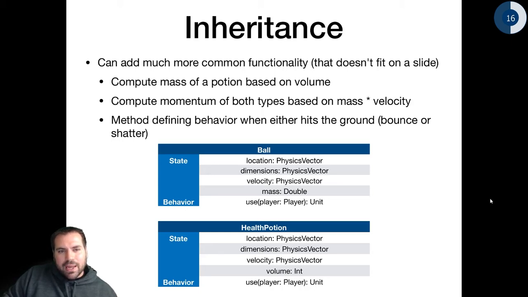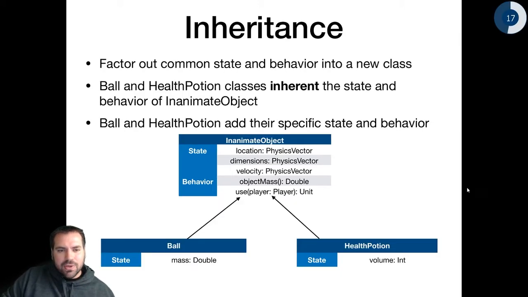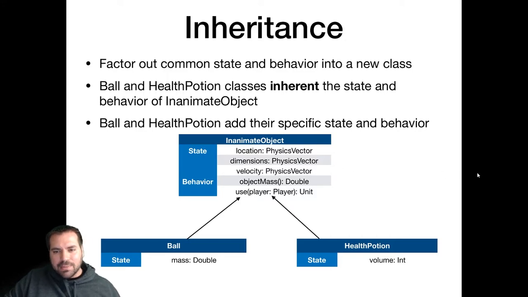So we're going to create a third class that's going to factor out all of the common functionality of ball and health potion. That third class is going to store everything that's in common between the two, and then we're going to inherit that third class in each of these 2 classes. So I'm going to create a third class named inanimate object, which is going to store all of the state and behavior that's common between every inanimate object in this game. So balls, health potions, anything that's not a player, well, there's only 3 things, players, balls, and health potions.